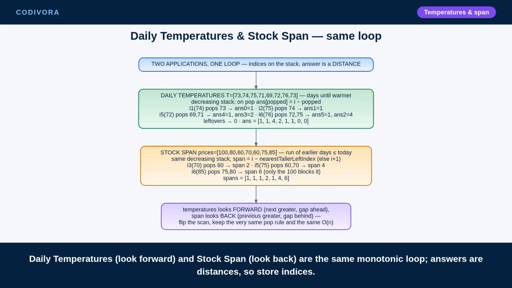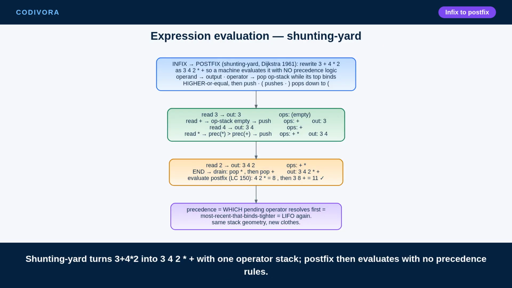The same loop, two famous problems. Daily temperatures asks how many days until it's warmer. So you look forward, and on each pop the answer is the gap, minus the popped index. Stock span asks how long today has been the high. So you look back instead. Same decreasing stack, opposite gaze, and both answers are distances, which is exactly why we put indices on the stack and not values. One more classic.